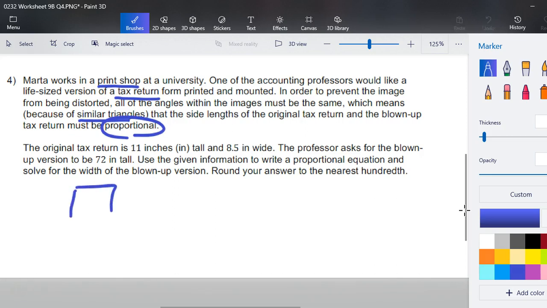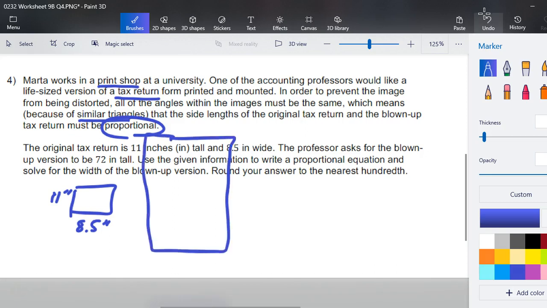And remember, drawing a picture is really good to help your brain get oriented to whatever's going on. It says the original tax return is 11 inches tall and 8.5 inches wide. The professor wants the blown up version to be 72 inches tall. And the question is, what's going to be the width of the blown up version? Round your answer to the nearest hundredth.